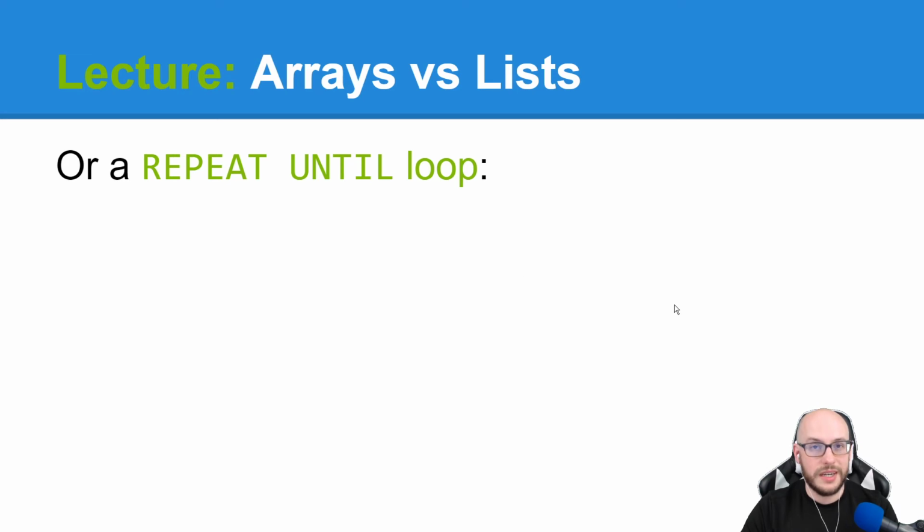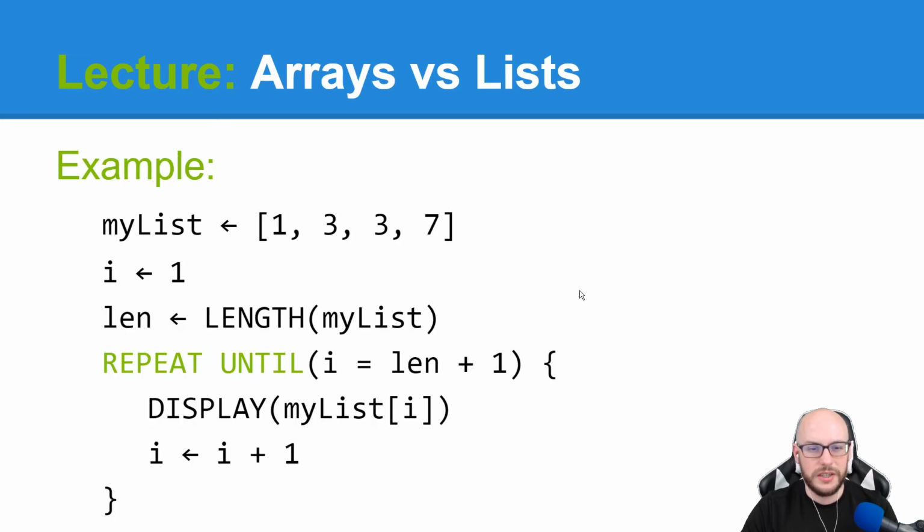You could use a repeat until loop, which I don't think gets used as much. You won't see this in pseudocode. Keep in mind, you're not writing pseudocode. You're just interpreting it, right? You're going to see multiple choice questions, and you got to figure out what's going on.